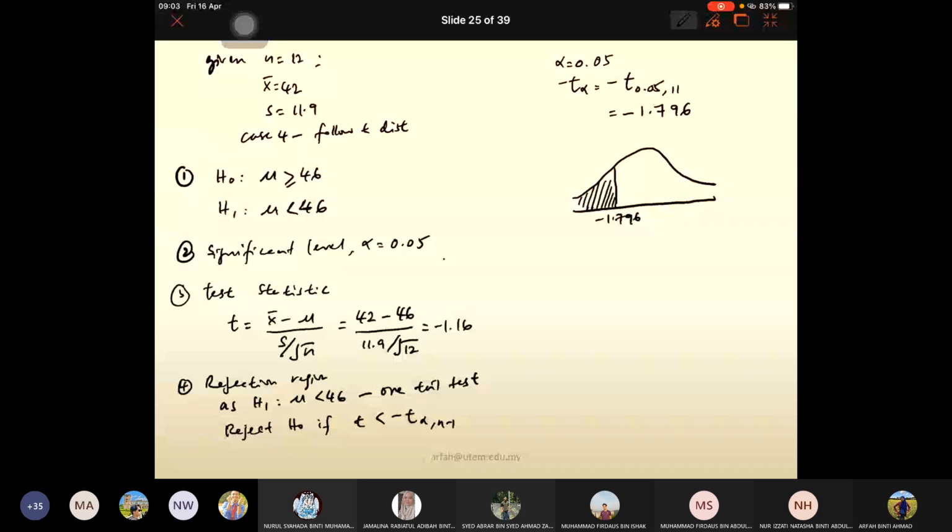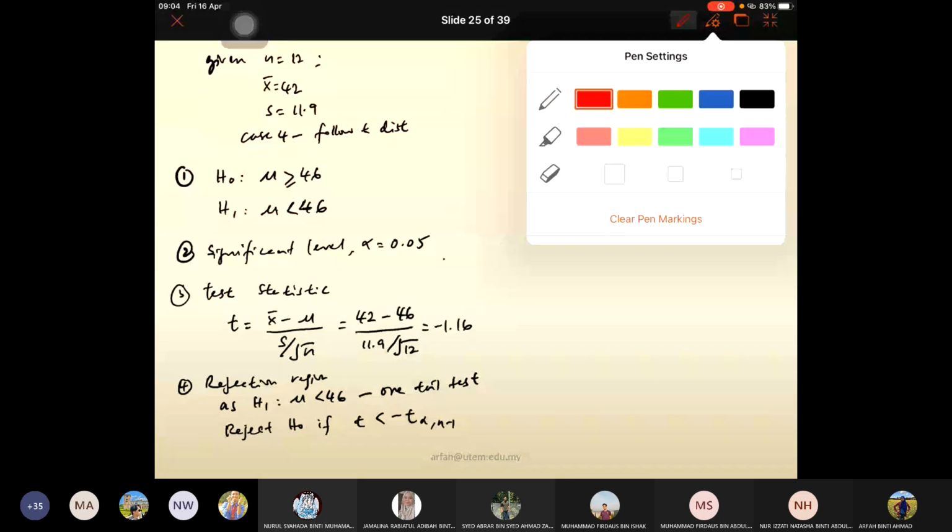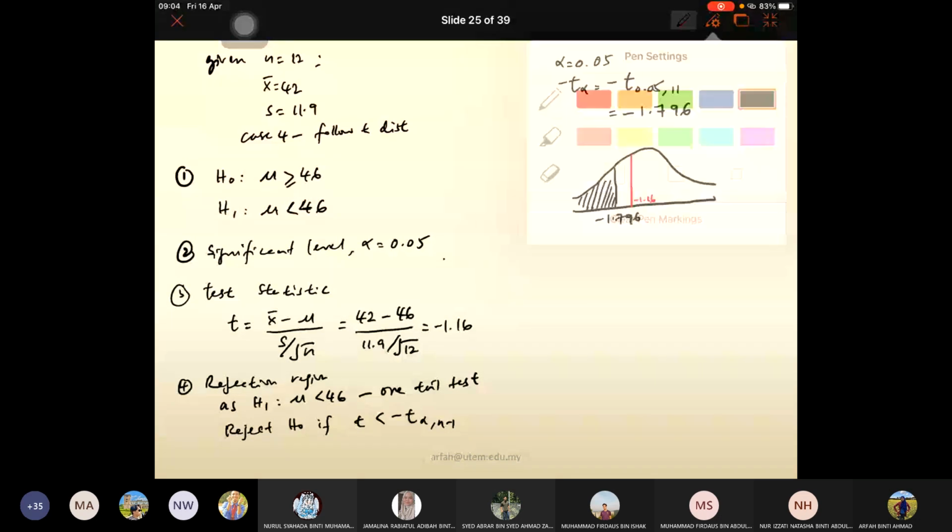Oh, reject or accept? Accept. Accept. Okay, sebabnya -1.16 dia somewhere here. Okay, so -1.16. So since as test statistic, T equal to -1.16 falls in the acceptance region, so accept H null. Conclusion kita will be based on H1.